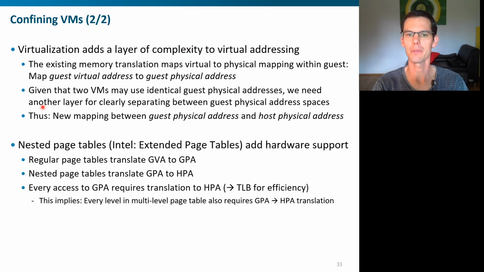So this mapping is required, and the one way this is implemented typically in practice is nested page tables, or in Intel terminology, the extended page tables. So you do the regular page table lookup from guest virtual address to guest physical address, and then you have the nested page table that translates the second step, namely from the guest physical address to the host physical address. And as you can imagine, all these lookups again require multi-level page tables and so on, so you would very likely use the TLB again to retain some form of efficiency with all these translations.